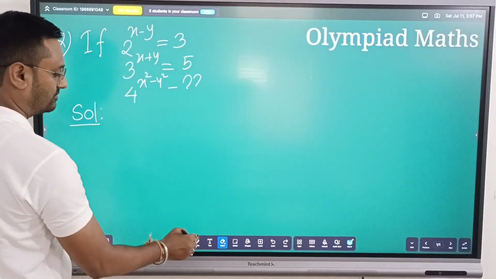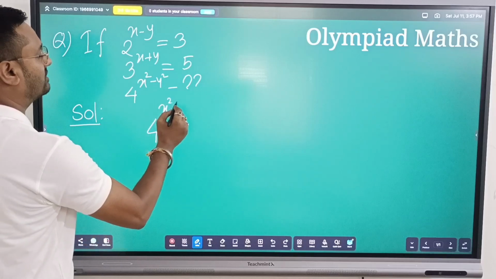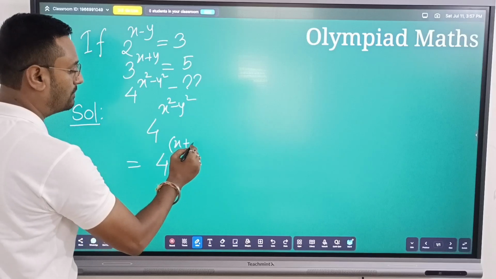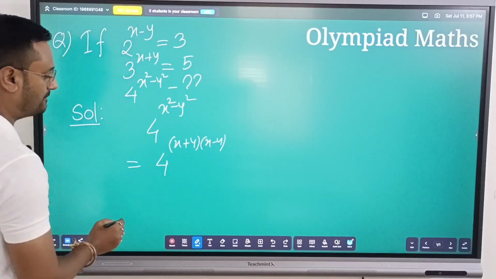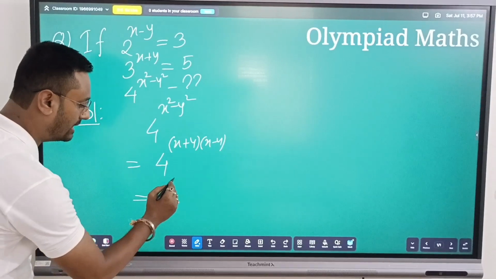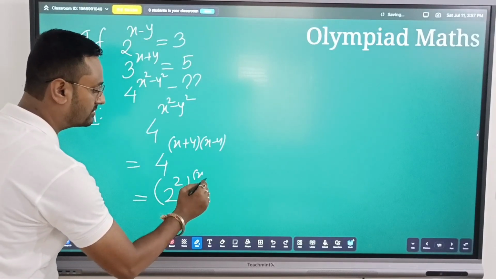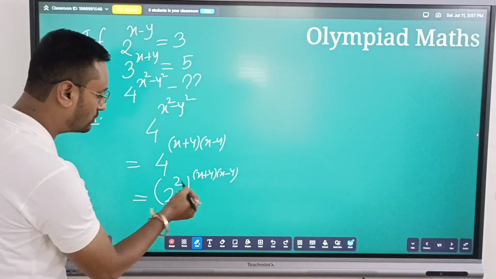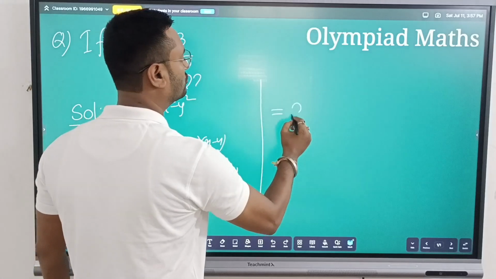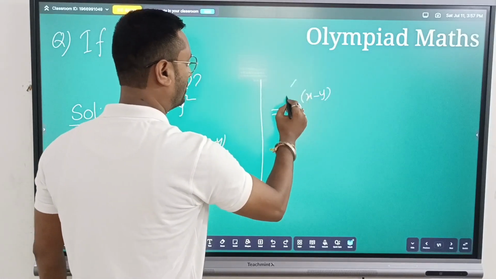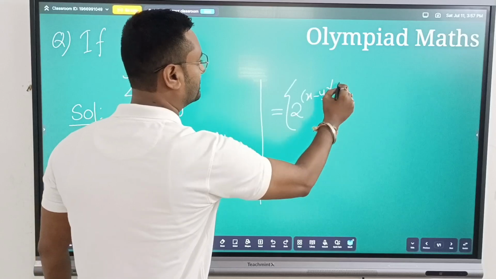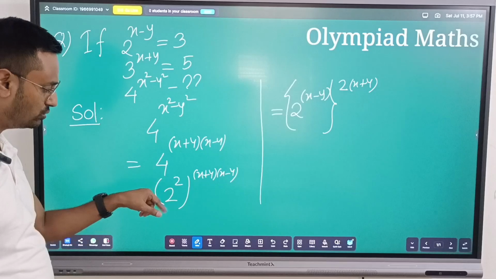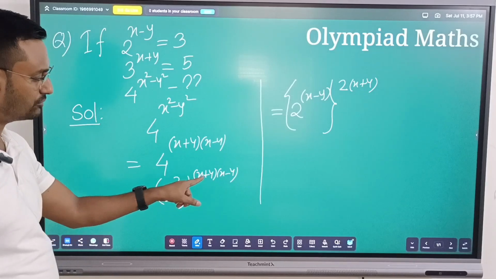So we just write the solution: 4 to the power x square minus y square, using the algebraic identity a square minus b square, that is a plus b times a minus b. Now 4 you can write as 2 square, then it remains x plus y into x minus y. In the next step, this x minus y we bring with 2. It is 2 to the power x minus y, and the whole thing we write like this, to the power x plus y. This x minus y comes with 2, that exponent to the power 2 multiplied with x plus y.